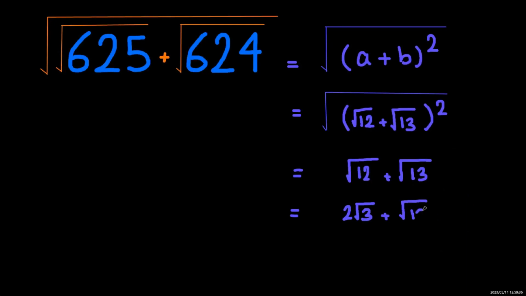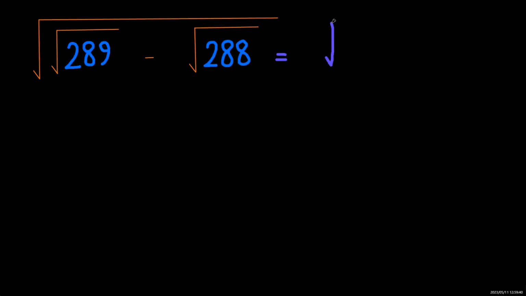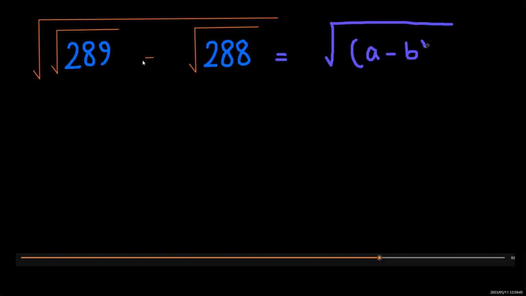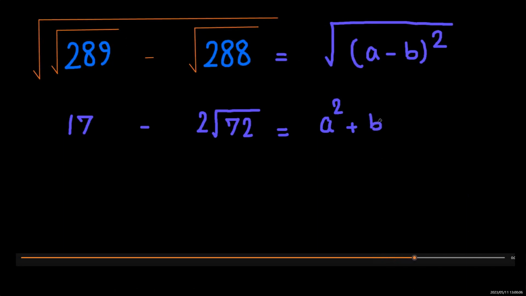You could also pause the video and just follow the same steps if you'd like to find the answer to this. The only difference between this question and the last one is that this time we'll have a negative here, a minus here. The square root of 289 is 17. And I'm going to just take out 4. The square root of 4 is 2.